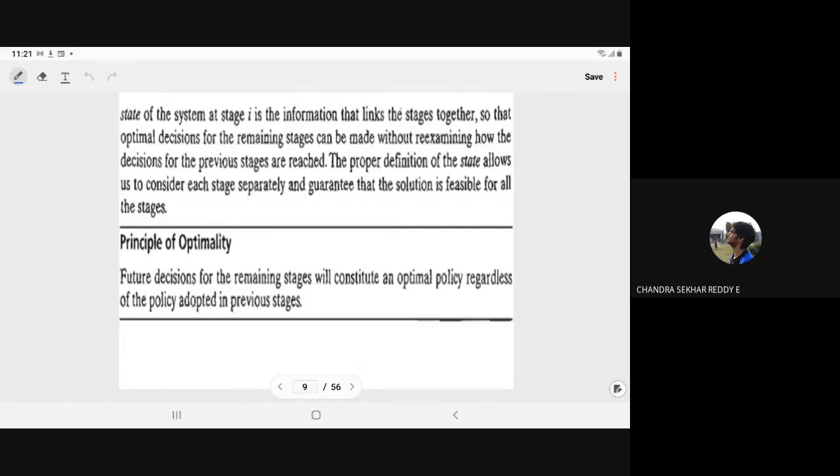So what is the principle of optimality? Future decisions for the remaining stages will constitute the optimal policy regardless of the policy adopted in the previous stages. This means for optimality, we only have to bother about the future stages. Whatever the past stages you have already computed, you do not have to bother about them.